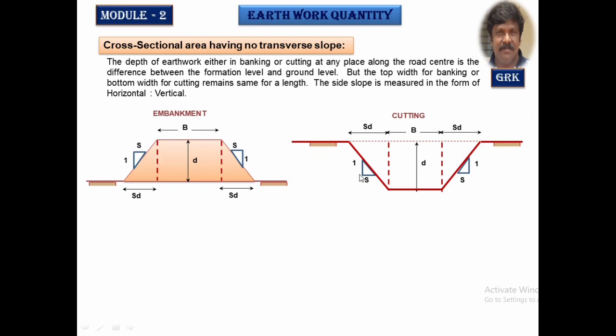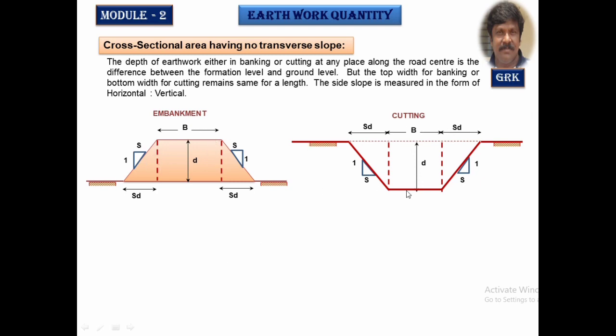I'll just give you an example. If this is 2:1, then s is equal to 2. If this is 1.5:1, then slope s is equal to 1.5. If this is 3:2, then you make the vertical equal to 1 and get the value of the horizontal slope, that is 3/2, which is equal to 1.5. Then the slope s is taken as 1.5 in our calculation. It is not to be taken as 3. I'll show you all those things in the examples.